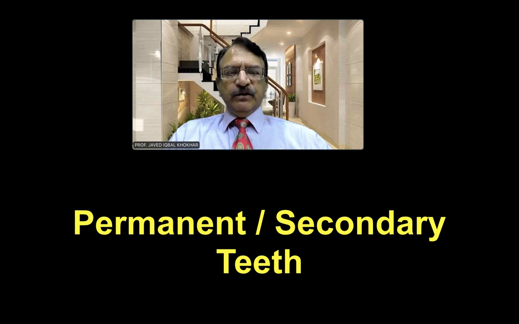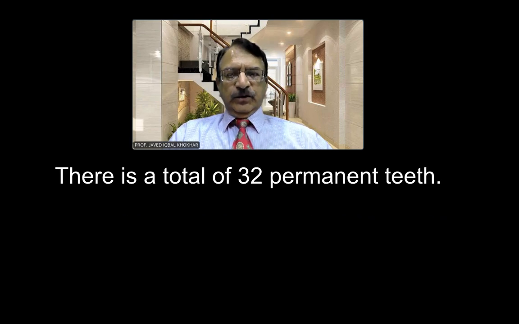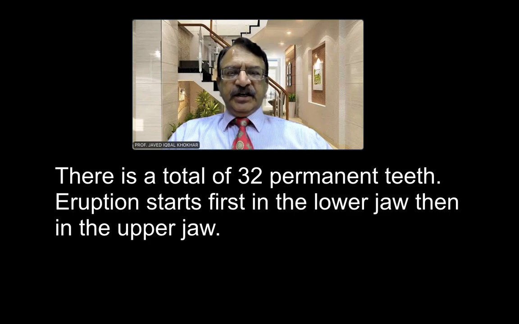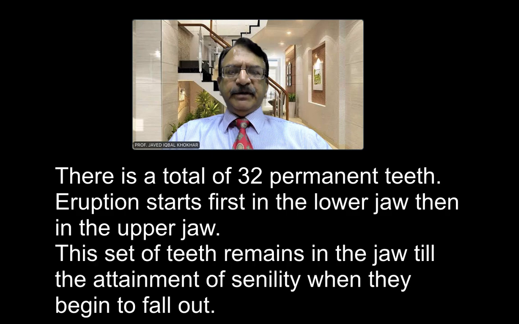The permanent or the secondary teeth, they are total 32 in number. So permanent teeth are 32 in number, 16 in each jaw. Their eruption starts first in the lower jaw, then in the upper jaw. And the sets of teeth remain in the jaw till the attainment of senility or the old age when they begin to fall.